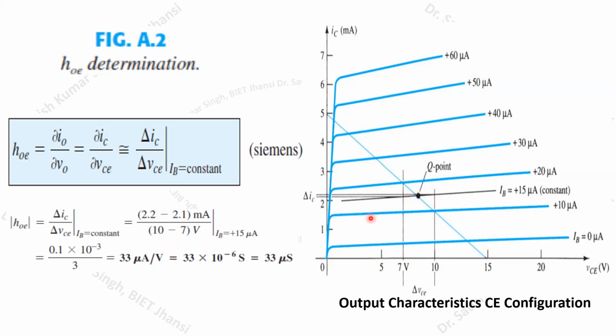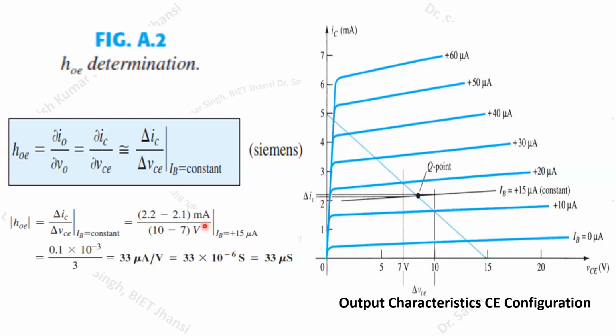Similarly, when it is at 10 volts, from this point we have to draw one perpendicular to this y-axis. Then at 7 volts, again we have to draw another perpendicular. This will give you the change in delta IC. This delta IC you have to calculate, and here we will get this delta VCE. This way you can calculate this ratio at IB equals plus 15 microamperes.